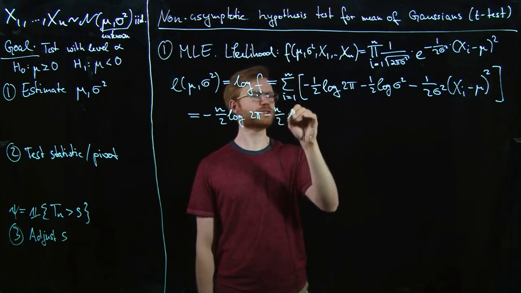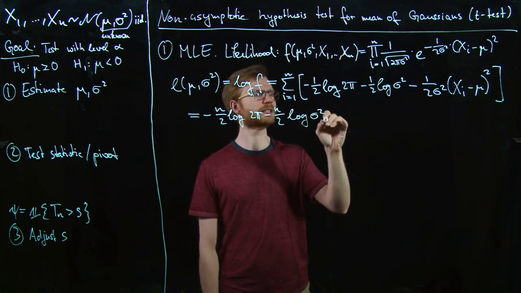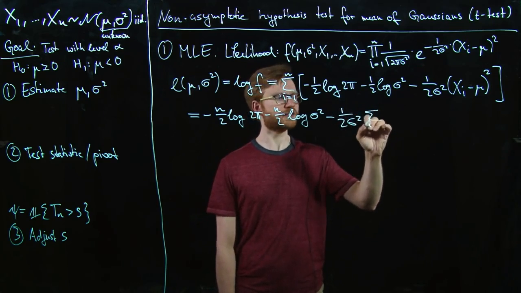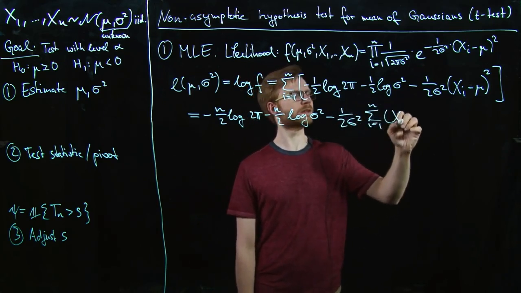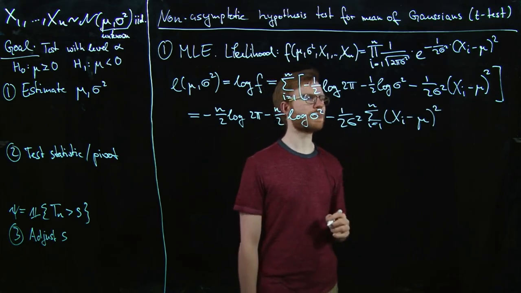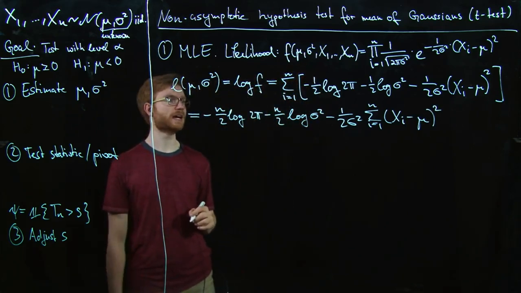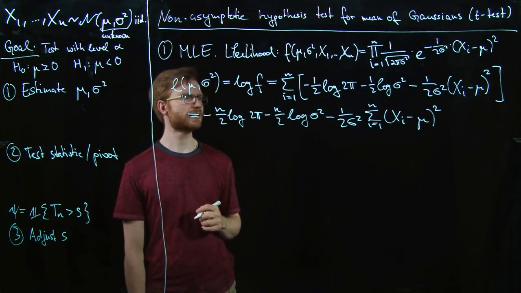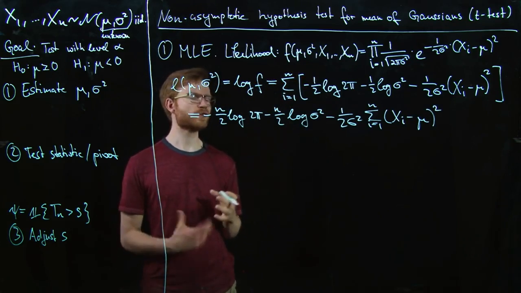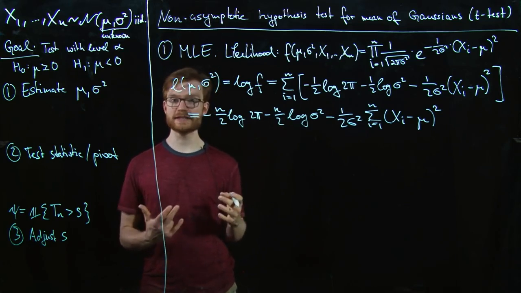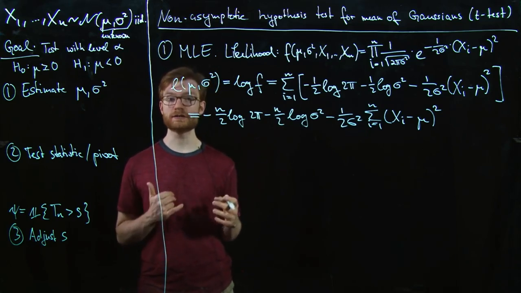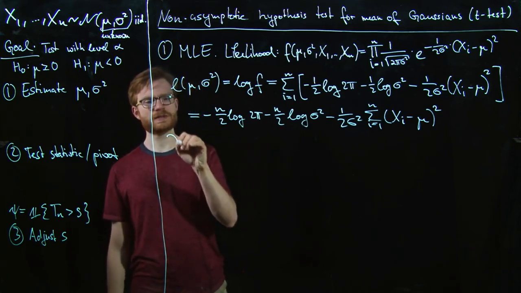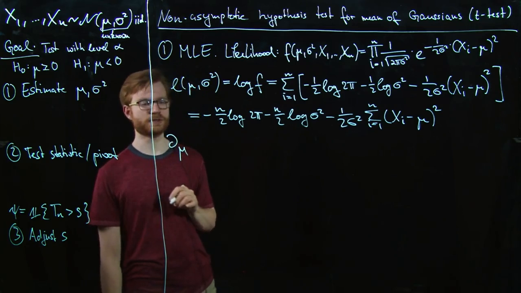Similarly, we have n over 2 times log sigma squared. And finally, we have 1 over 2 sigma squared, and here we still have a sum of the squares (xi minus mu). OK, so in order to maximize it, this is going to be a smooth function. So let's just compute gradients, or rather partial derivatives, with respect to mu and sigma squared, and set them equal to 0. So let me start with the partial with respect to mu.